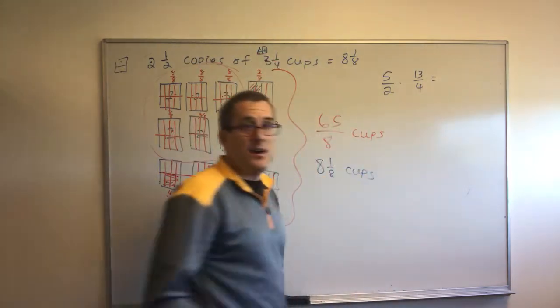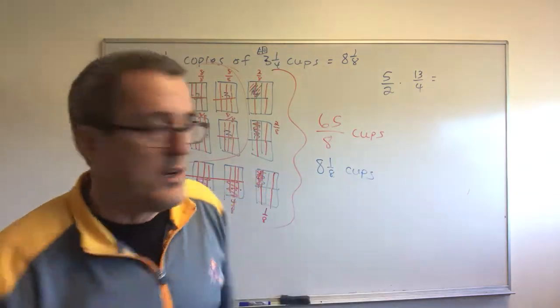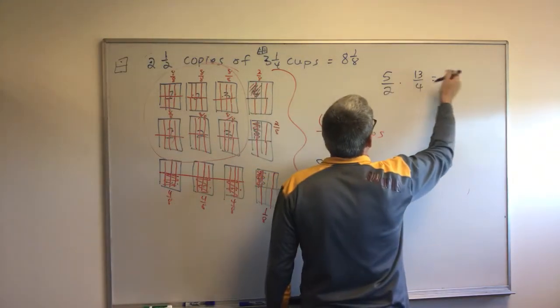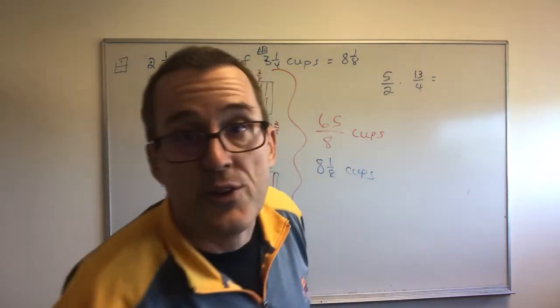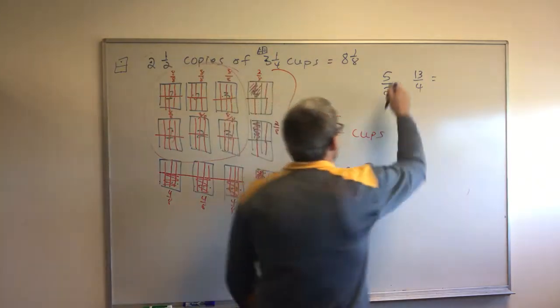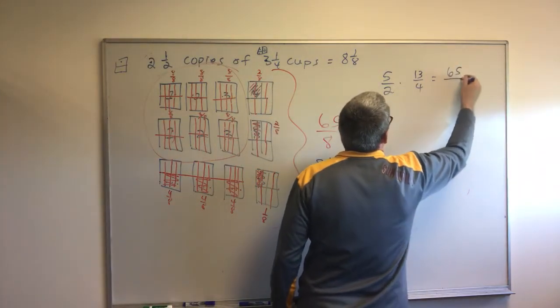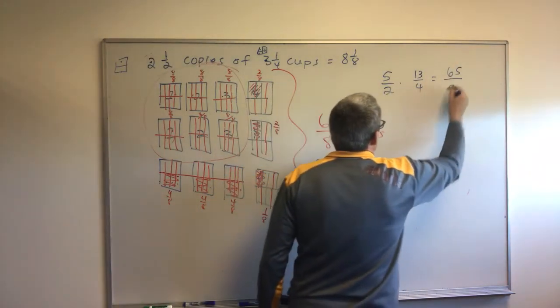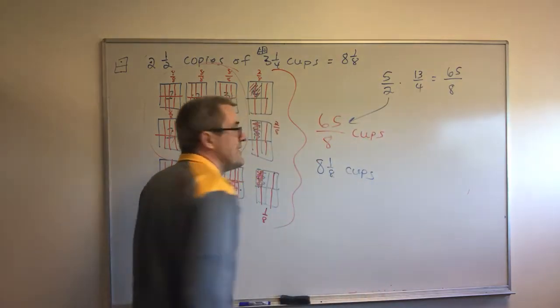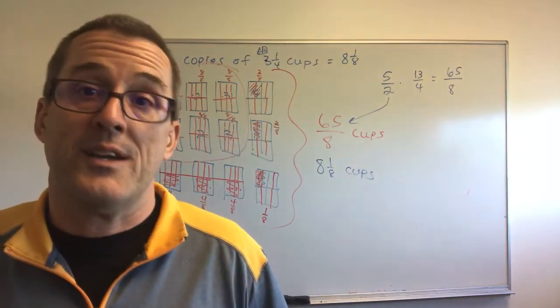And then by our algorithm, we just multiply straight across. 5 times 13, use your calculator if you need to. 5 times 13 is 65. 2 times 4 is 8. There's 65/8. So there's the shortcut to the whole thing.